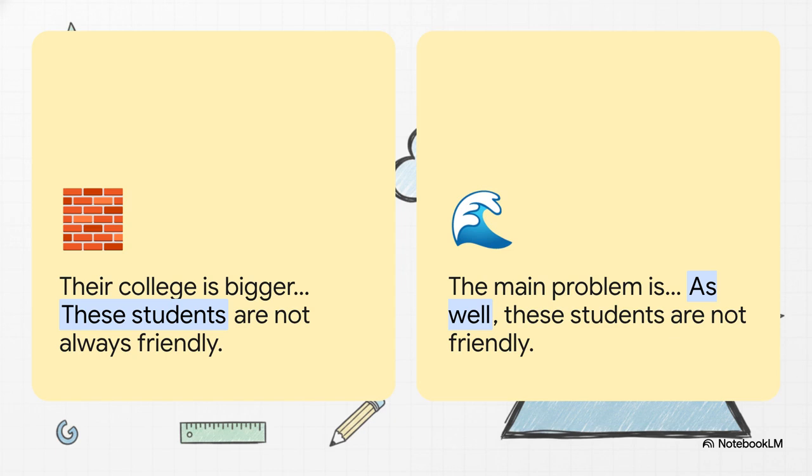Now listen to the exact same information but with a tiny bit of coherence added in. The main problem is that their college is much bigger. As well, these students are not always friendly. You hear that? Same info, but the flow is literally night and day.